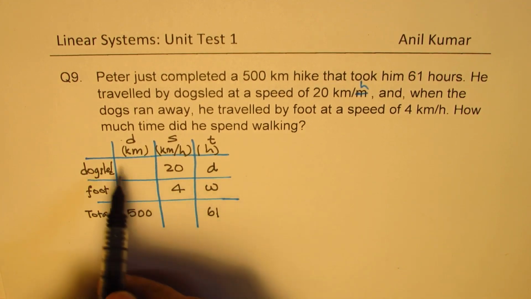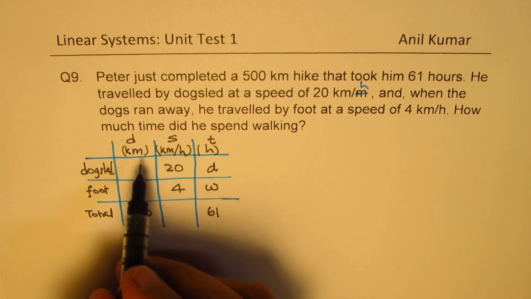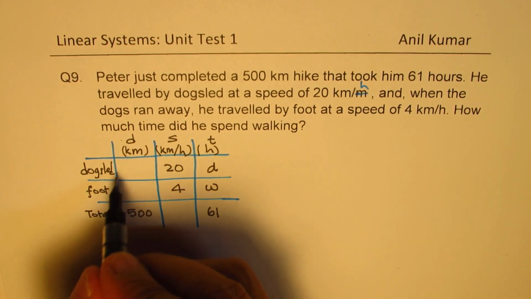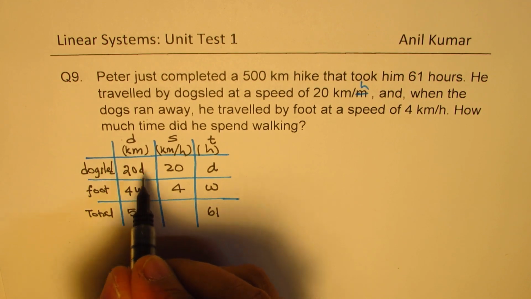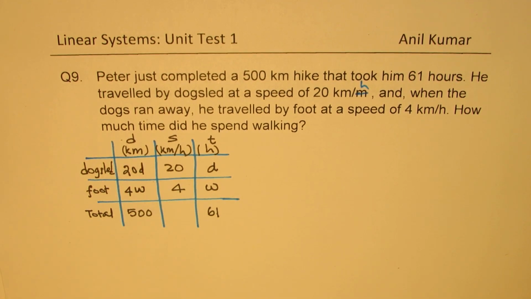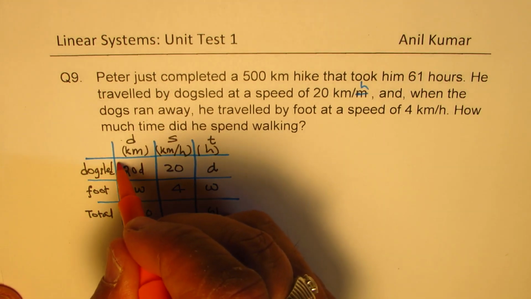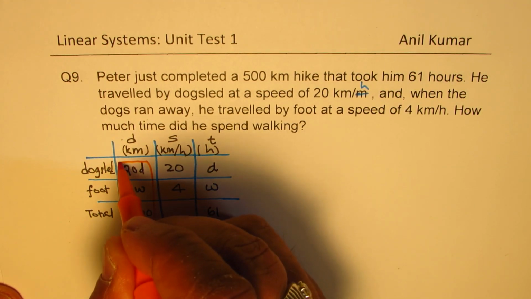Right? Now, distance is the product of these two. So distance will be what? 20d, and this will be 4w. Is that okay? Now clearly you can see that we have two different equations, right? One equation relates the distance.